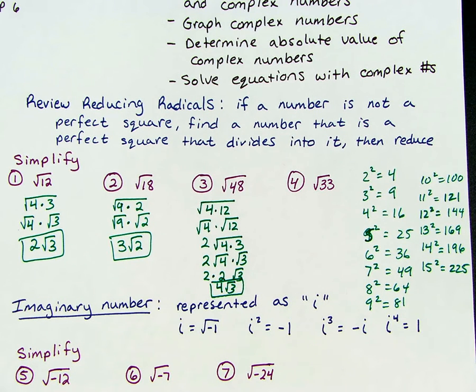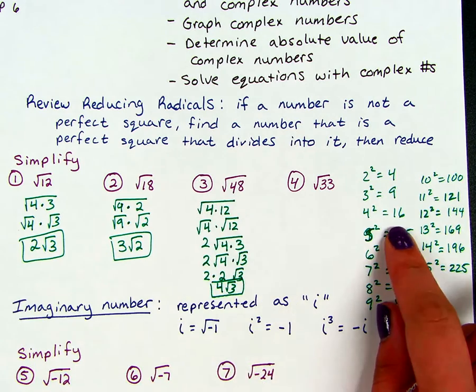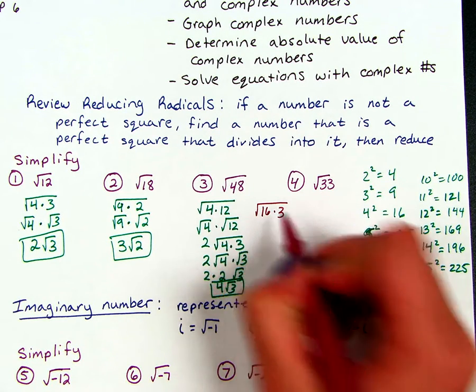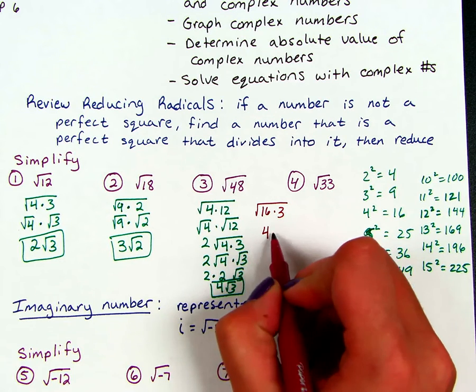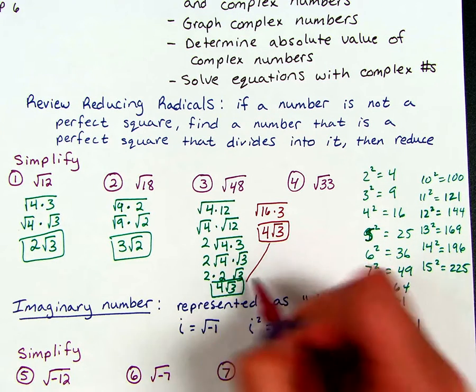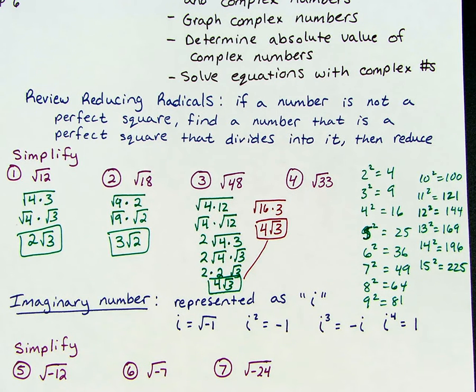Really when we're doing these, we're trying to find the highest perfect square that divides into it. If I redo this problem from the beginning, 16 divides into 48 evenly. If I think of this as 16 times 3, the square root of 16 is 4, and then 3 would be in the radical, and it's not reducible. So we got to the same answer, but a lot faster. Again, we want to find the highest perfect square that divides into it.